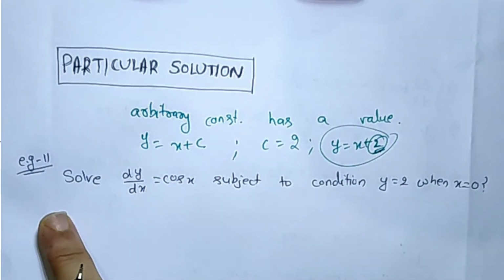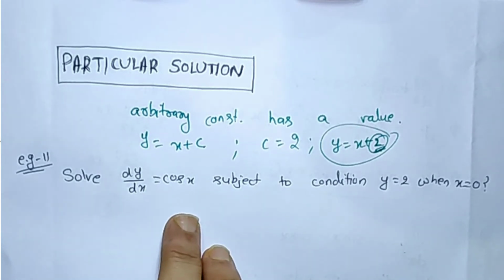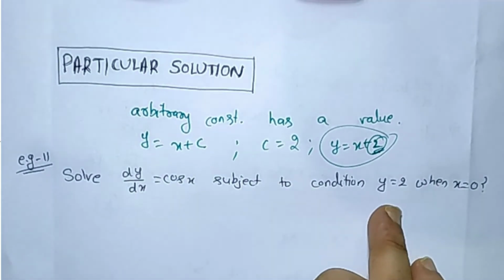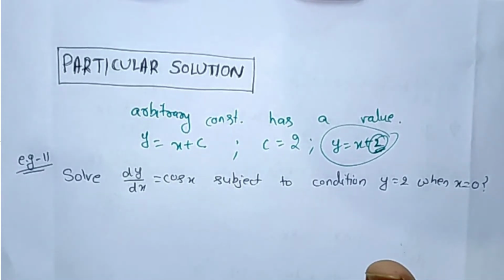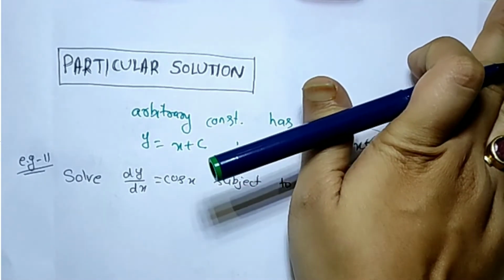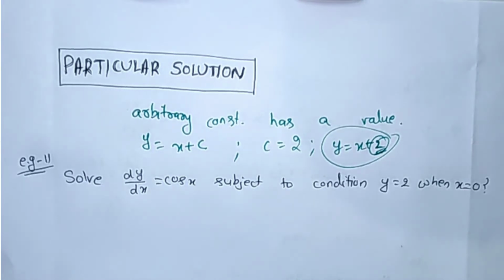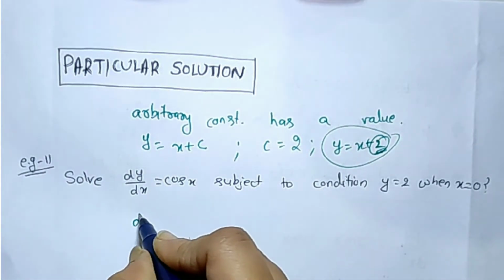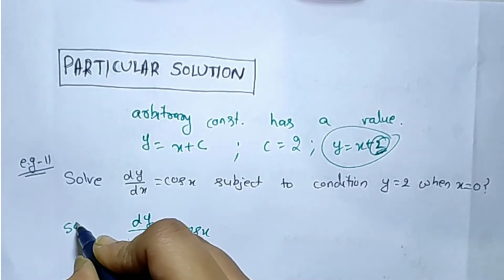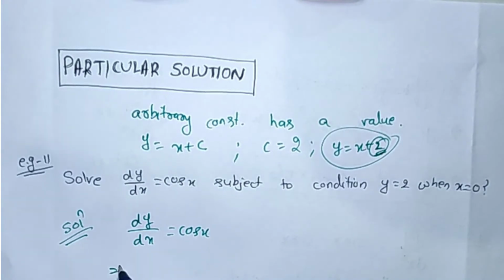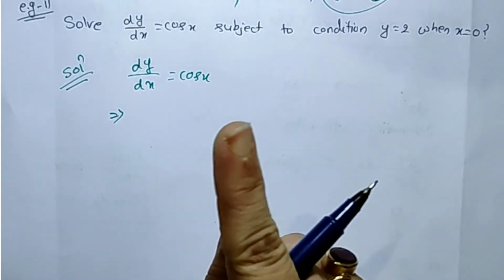Now example 11 is: solve dy by dx is equal to cos x, subject to the condition y is equal to 2 when x is equal to 0. At first, don't bother about this condition. At first we have to solve this differential equation. This is a type 1 differential equation where dy by dx is equal to cos x is given. What do we have to do to find a solution? We have to integrate once because this is a first order differential equation.